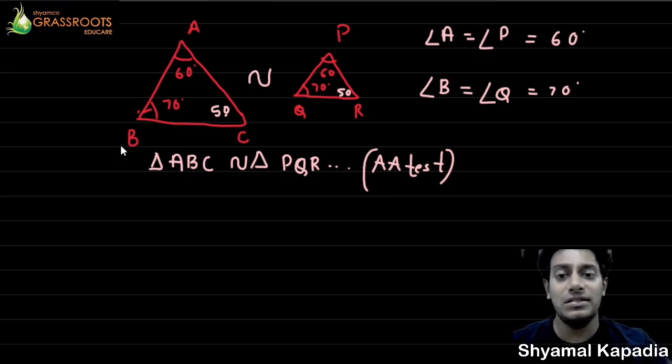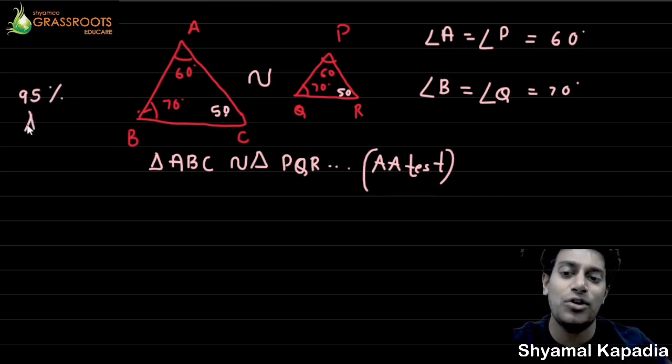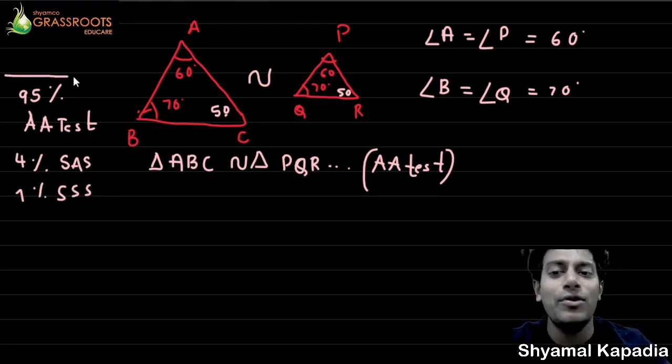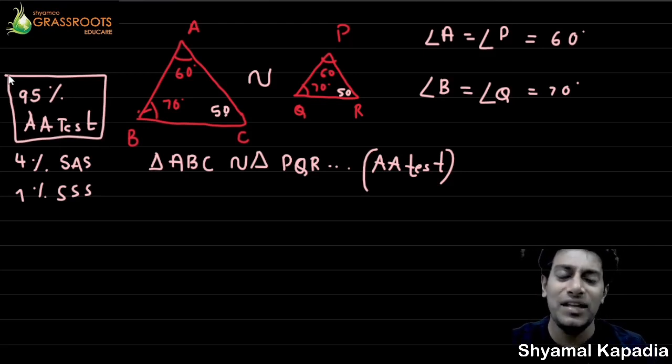In our syllabus, 95% of sums are based on angle test. Around 4% of sums are based on SAS test and only 1% is based on SSS test. So basically I want you to remember one thing, that the most important test in the history of mankind in similarity is angle test.